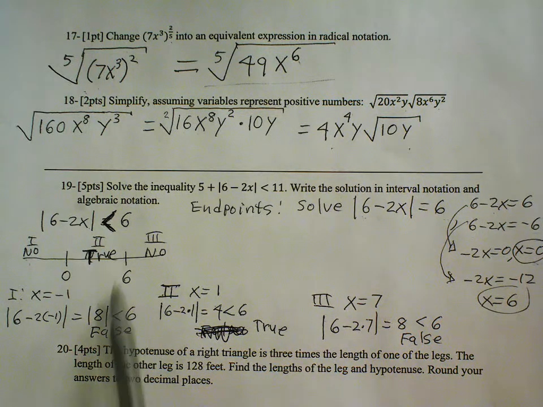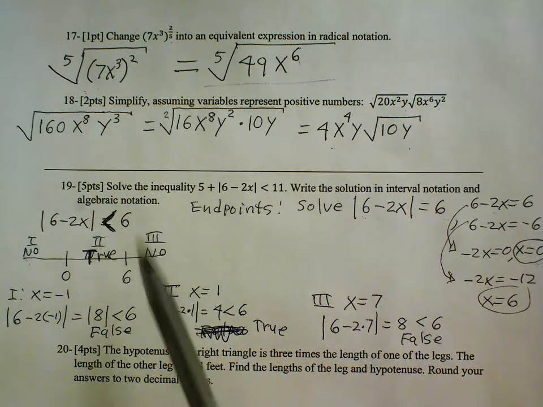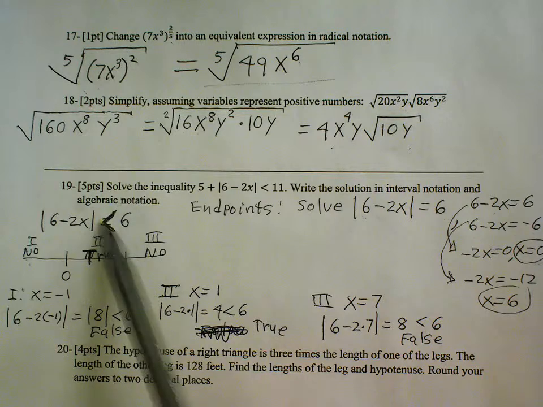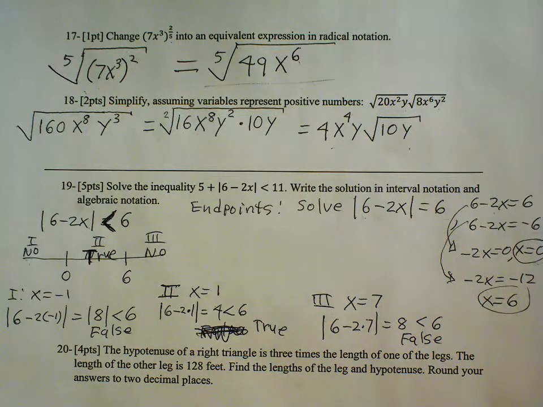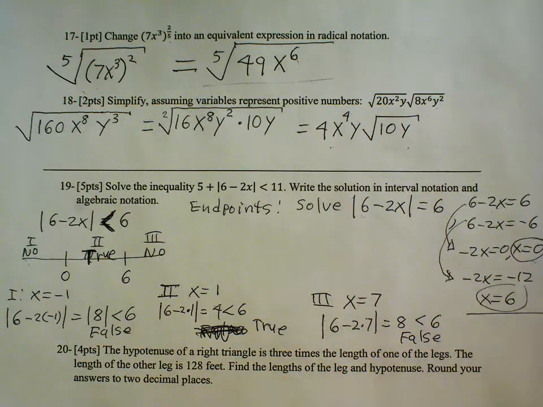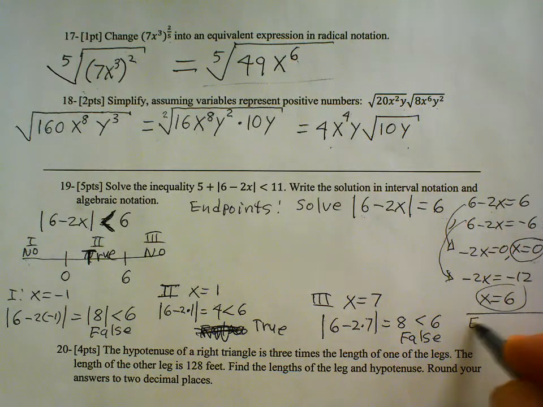Okay, and we exclude the endpoints because the inequality is strictly less than. In order to include endpoints, we need the less than or equal. So we exclude the endpoints.